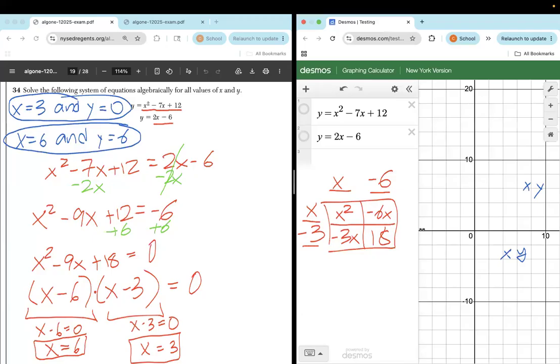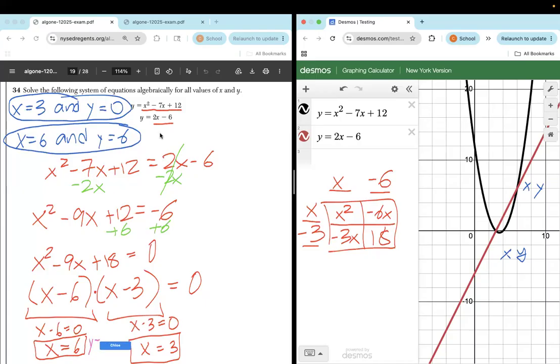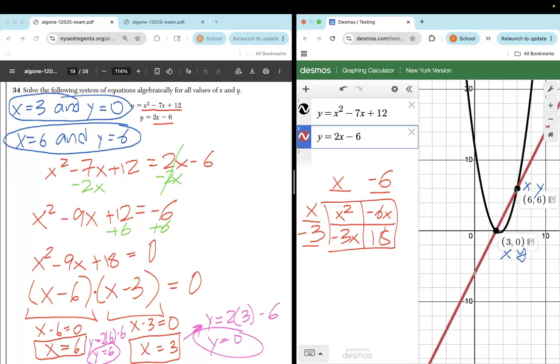Now to figure out y, I will plug it back into either equation. I'm going to choose the second one, the linear equation, because that'll just be easier to plug into. So y equals 2x minus 6. So 2 times 6 minus 6, y equals 6. In this case, y equals 2 times 3 minus 6, and I get y equals 0. And that checks out with the solutions I found by graphing. Okay, so that's how you can show it algebraically.